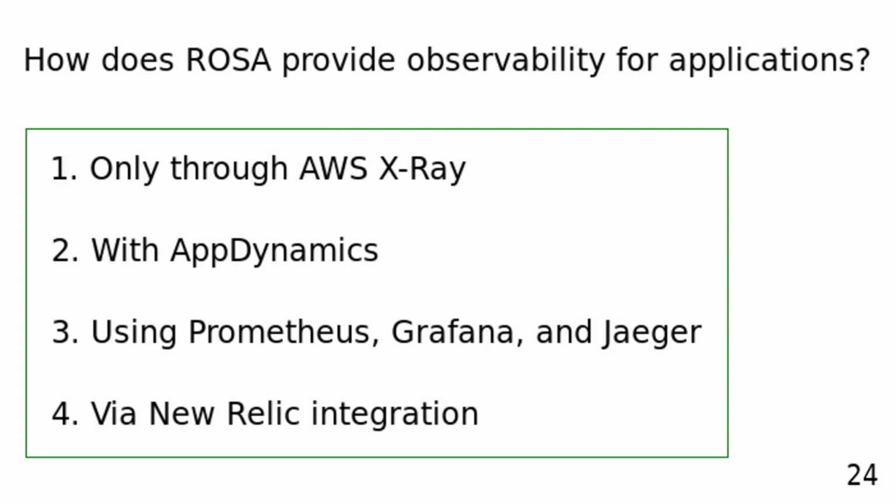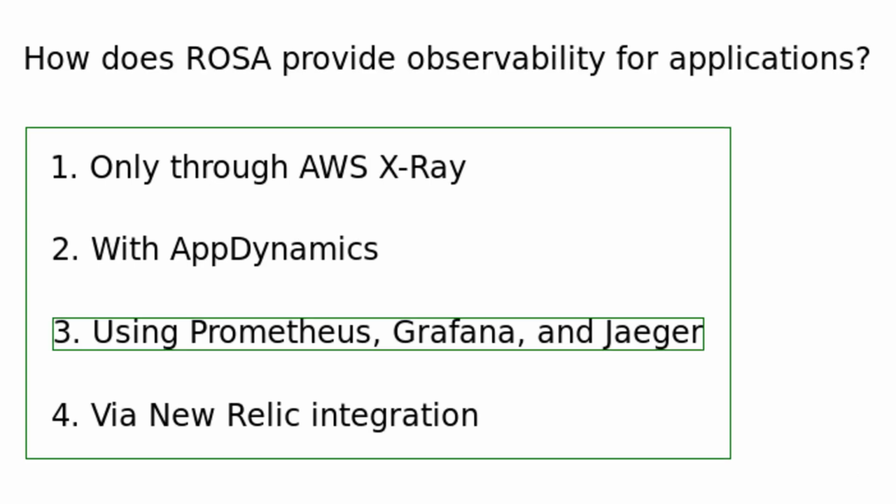How does ROSA provide observability for applications? Only through AWS X-Ray. With AppDynamics. Using Prometheus, Grafana, and Jaeger. Via New Relic integration. ROSA provides observability using Prometheus and Grafana for metrics, and Jaeger for tracing.